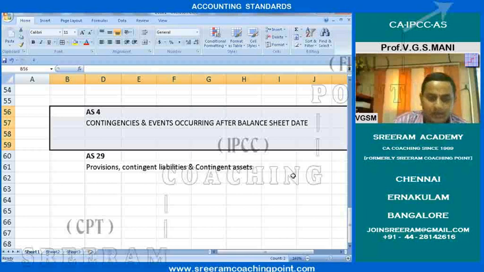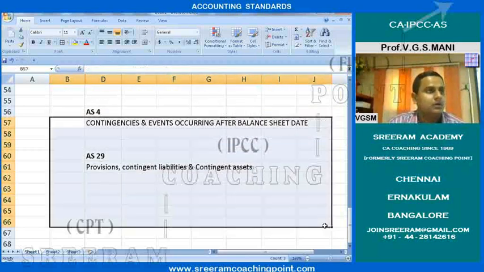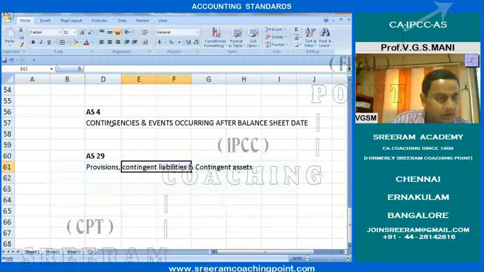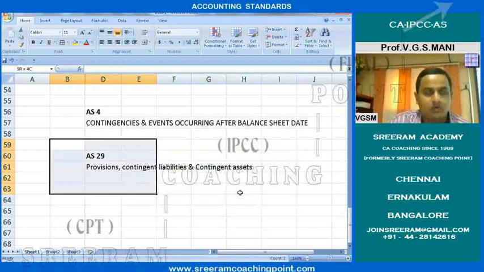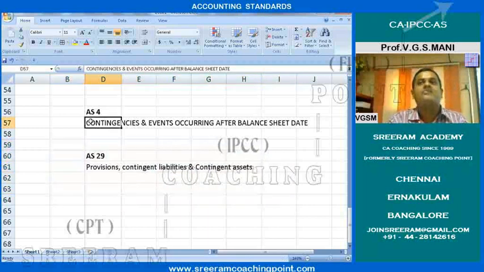Great. What is AS29 then? Provisions, contingent liabilities. Is it a duplication? Once AS29 was introduced, later on, all the provisions relating to contingencies stand withdrawn. Prior to that, we had this contingencies portion in AS4.